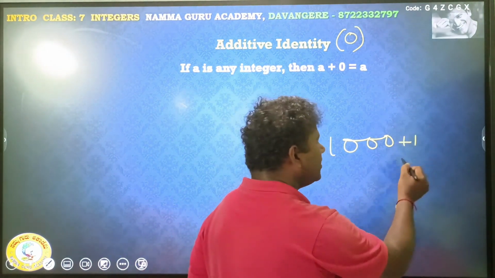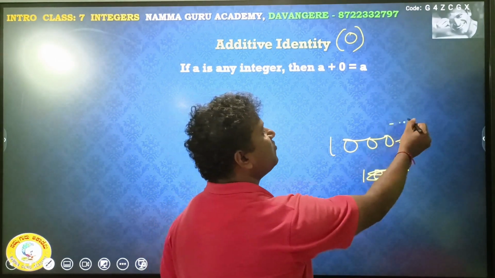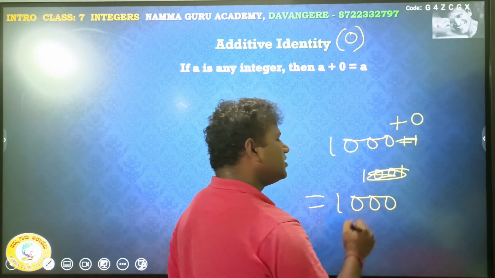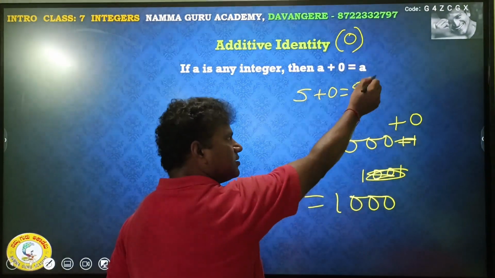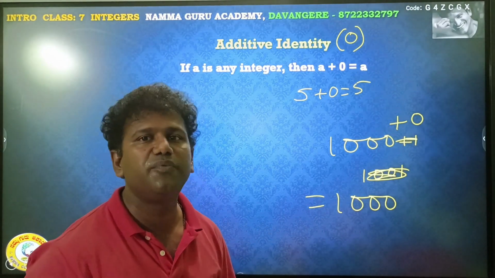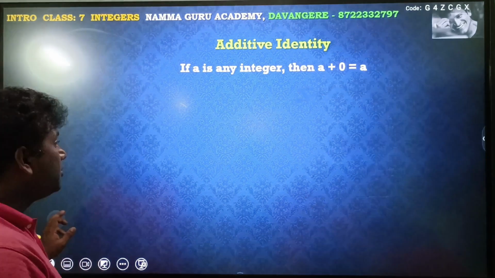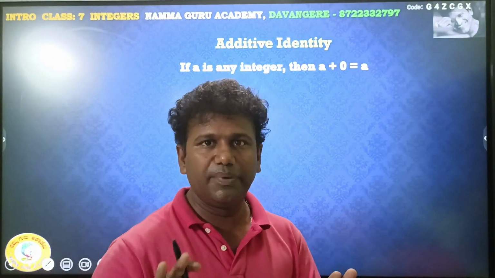If you add 1, it becomes 1001. No, it is not possible. So, if you add 0, it becomes the same number, 1000 only. If you add 0 to 5, it becomes only the same number. We get the same number by adding which number? 0. So, it is called additive identity. What is additive identity? 0 is additive identity. Adding 0, we get the same number.